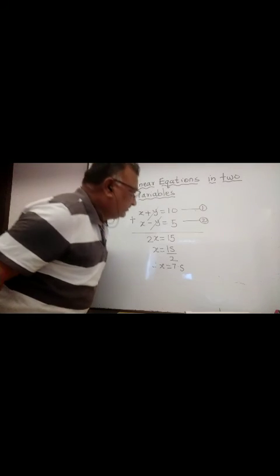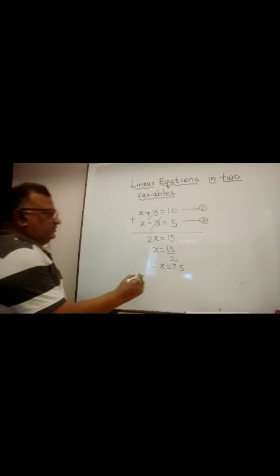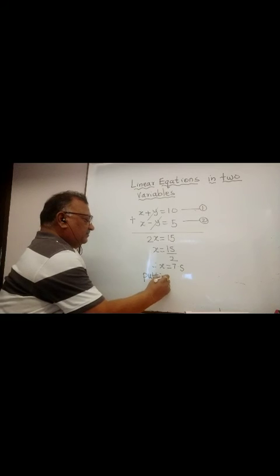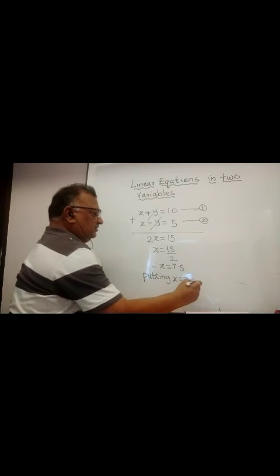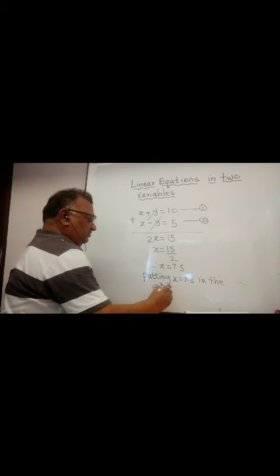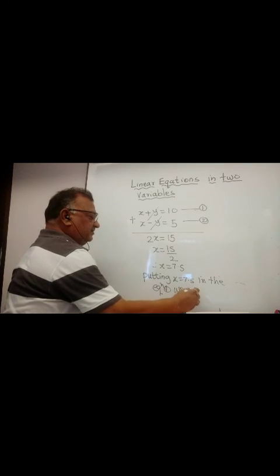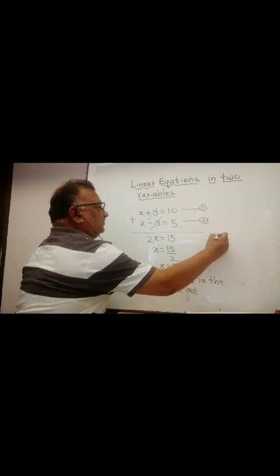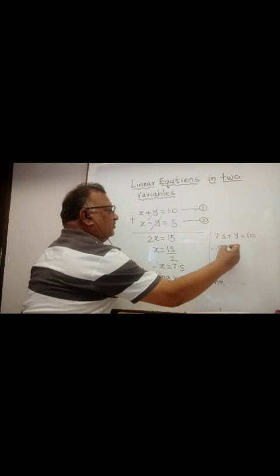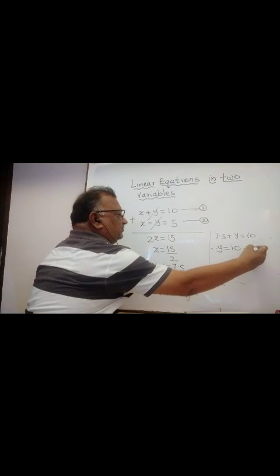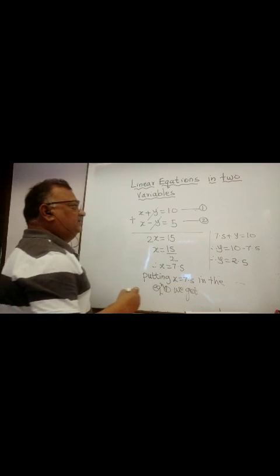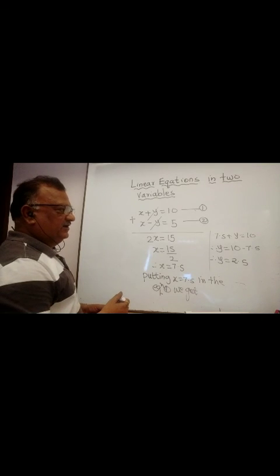After getting x is equal to 7.5, we will also try to get what is y. Putting x is equal to 7.5 in equation 1, we get, in place of x we write 7.5 plus y is equal to 10, and therefore y is equal to 10 minus 7.5, and therefore y is equal to 2.5. That is the answer for y.